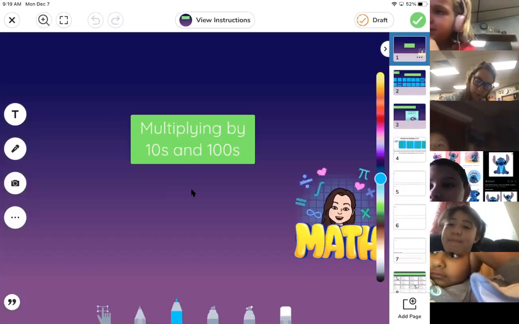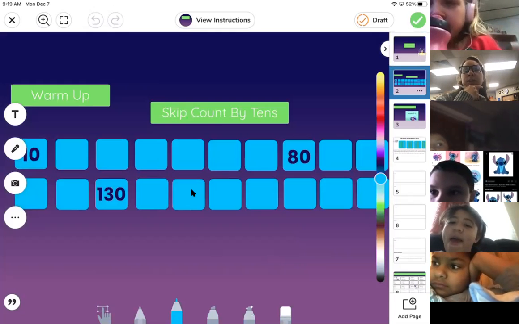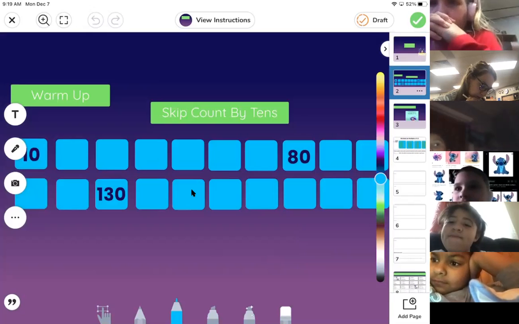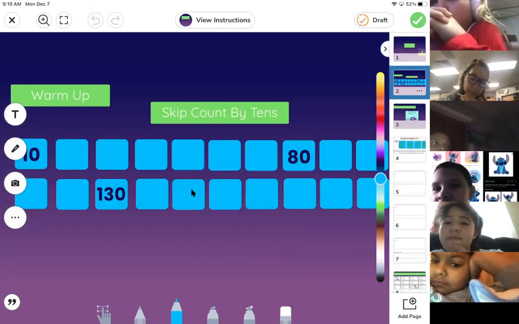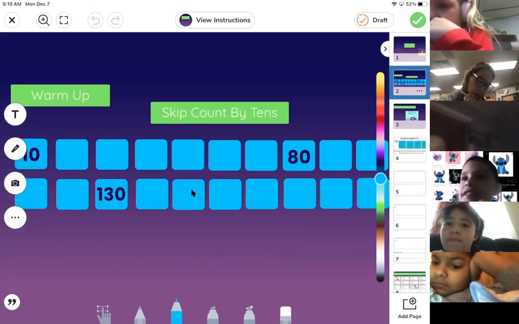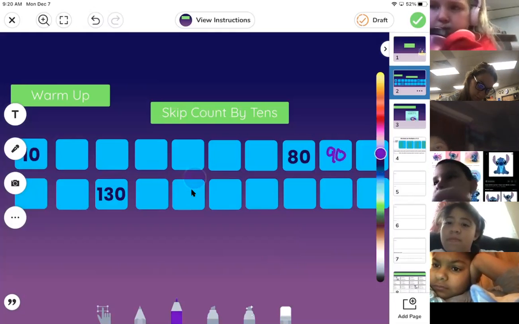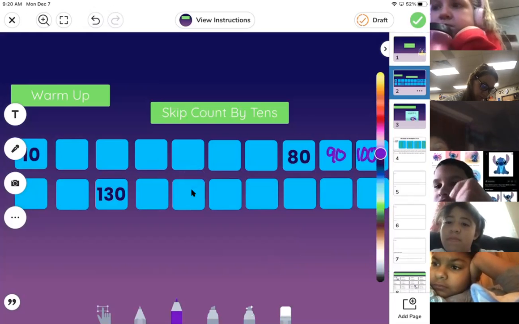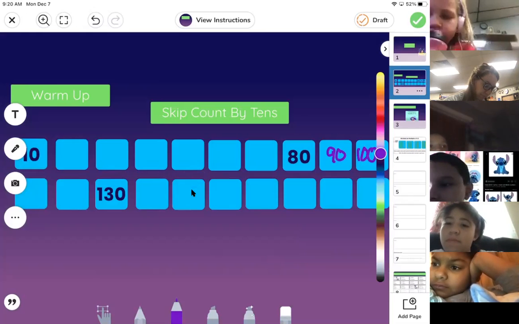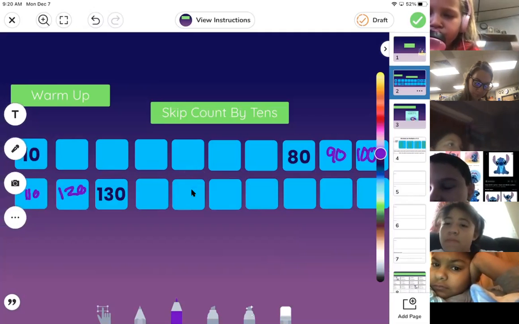Multiplying by tens and hundreds. This is our cover page. Nice and simple. Moving on. Skip counting by tens. How do I skip count by tens? Anybody know? 10, 20, 30, 40, 50, 60, 70, 80, 90, 100. That was so good. Does anybody think they can take it from there? What comes next? 100, 110, 120, 130, 140, 150, 160, 170, 180, 190, 200.